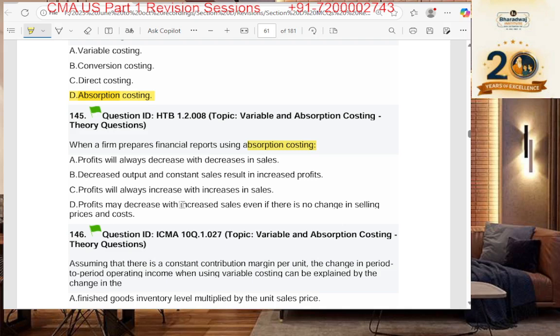Think about it. Decrease in sales. Profit always decreases with decrease in sales? No. Constant sales results in increased profit? No. Profit always increases with increase in sales? Need not be. If closing stock is more or less, the profit can change. Profit may decrease with increased sales even if there is no change in selling price or cost.